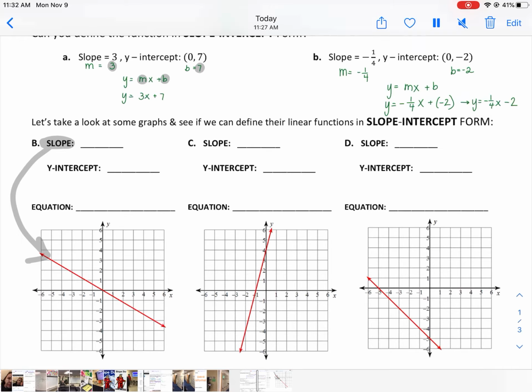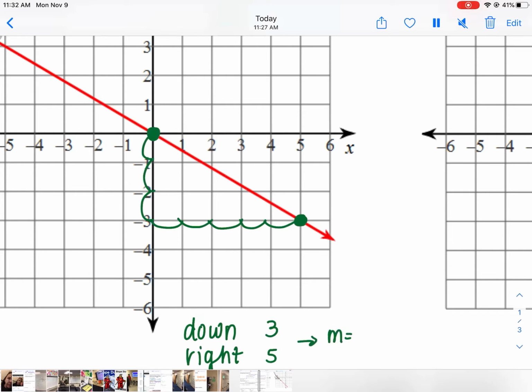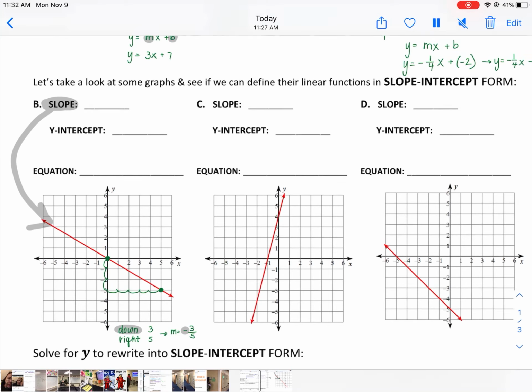So now we have to write the equation of a graph. We are going to find some pretty points. And I'm going to count down 3 and to the right 5. So down 3, to the right 5. And since I went down, I'm going to have a negative 3. Okay, down is a negative direction. So my slope will be negative 3 over 5.